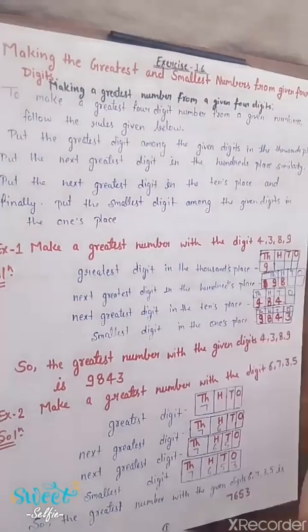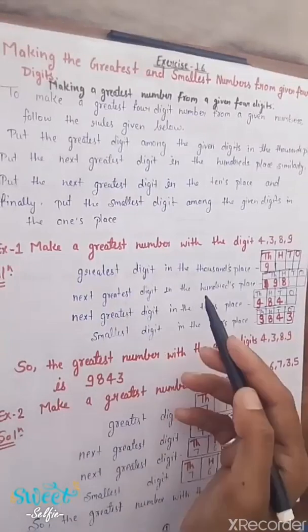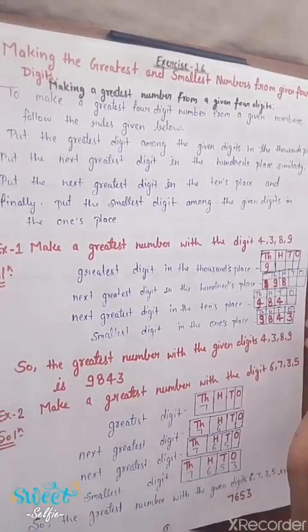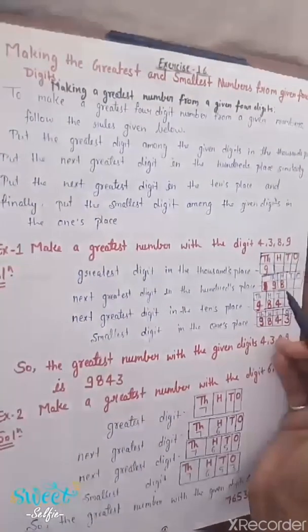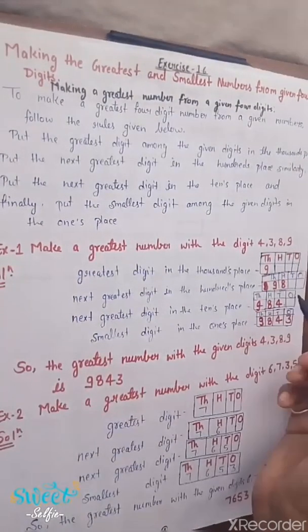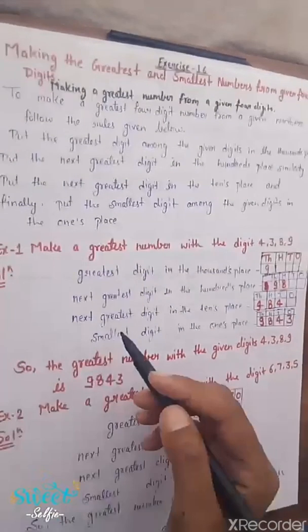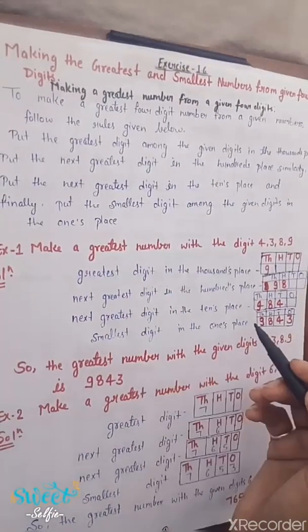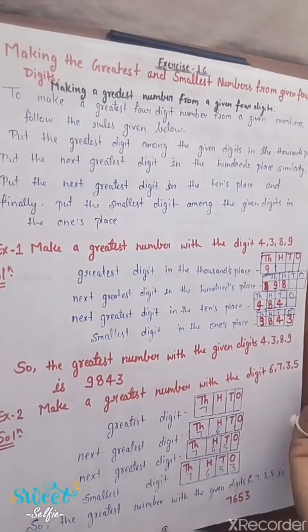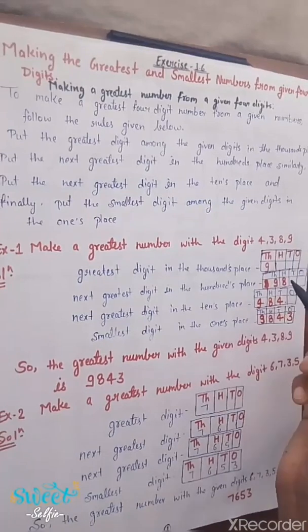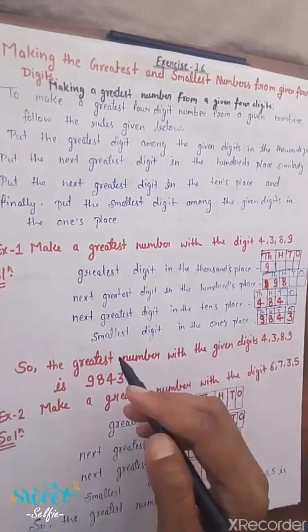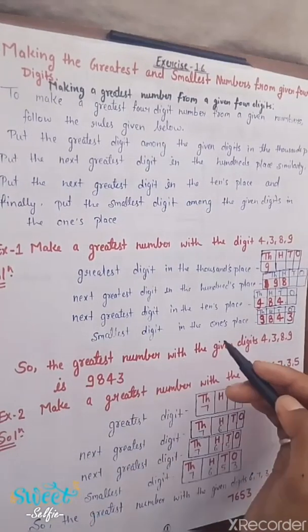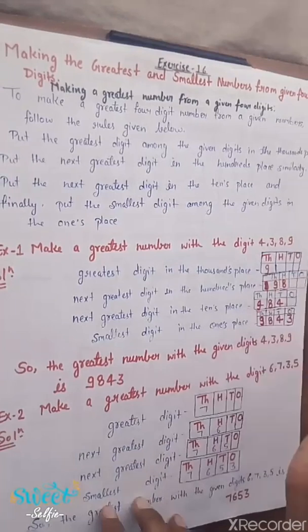Okay, and the next greatest digit in the hundred place. So which is the next greatest digit among these digits? Yes, absolutely 8. So we have to write 8 at the hundred place. And the next greatest digit in the tens place. So which is next? It means the third greatest digit among these digits. Yes, 4. So we have to write 4 at the tens place. And the smallest digit in the ones place. So which digit is the smallest among these digits?